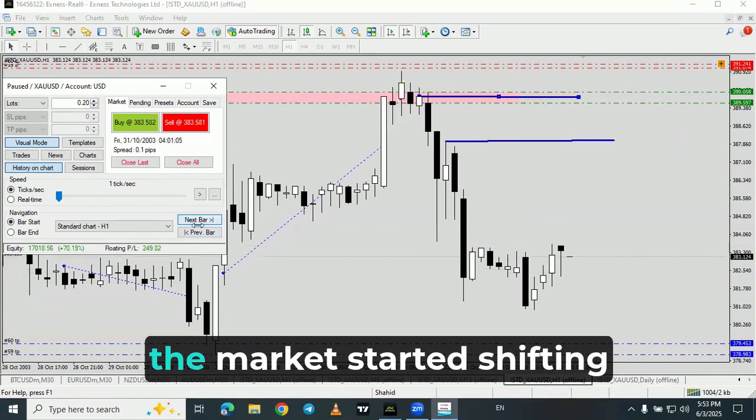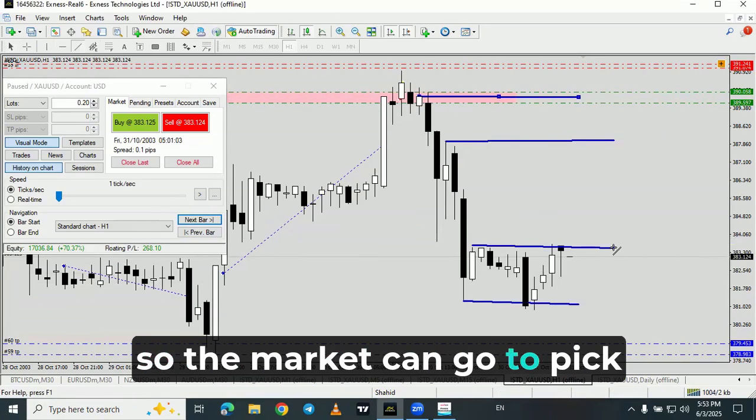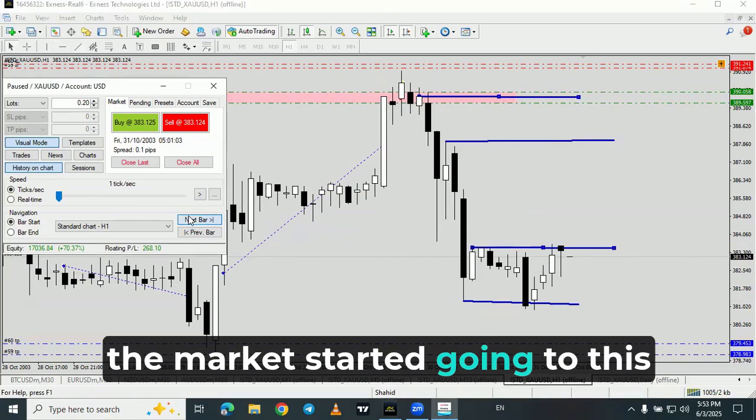Liquidity came. So see, the market started shifting the structure here, like sell side and buy side. So the market can go to pick this liquidity. See, the market started going to this side.